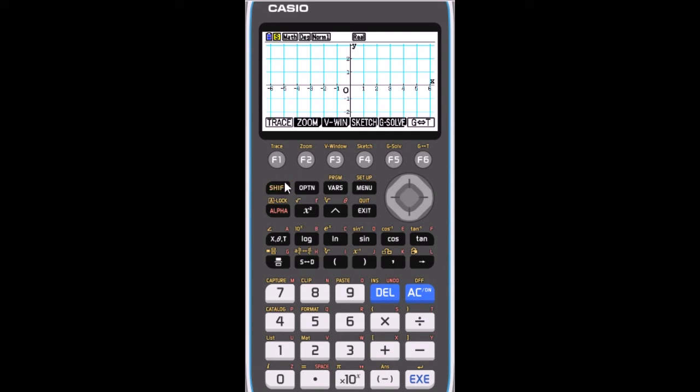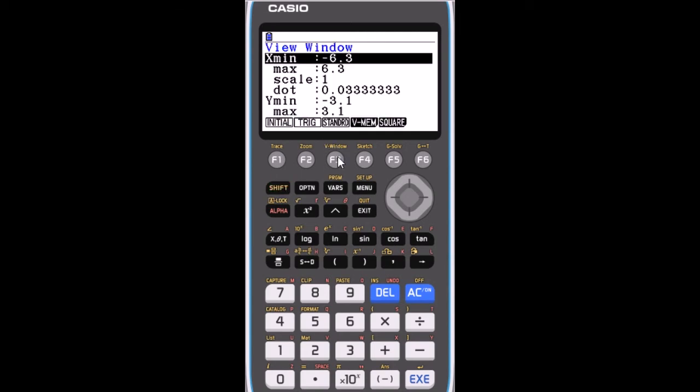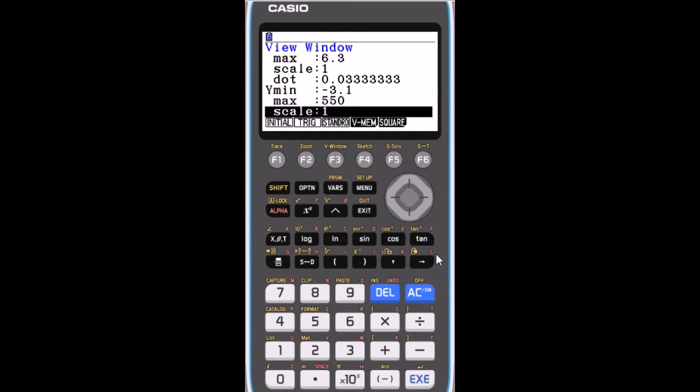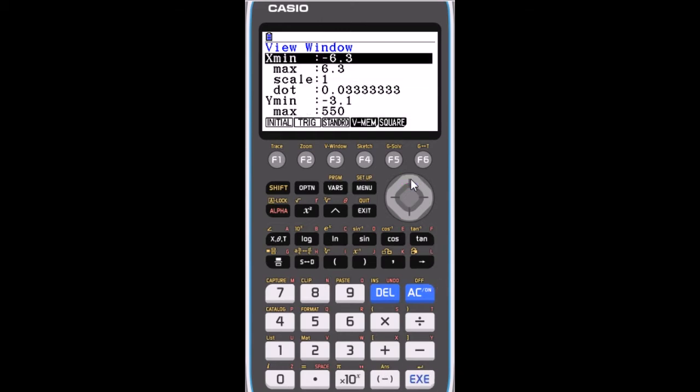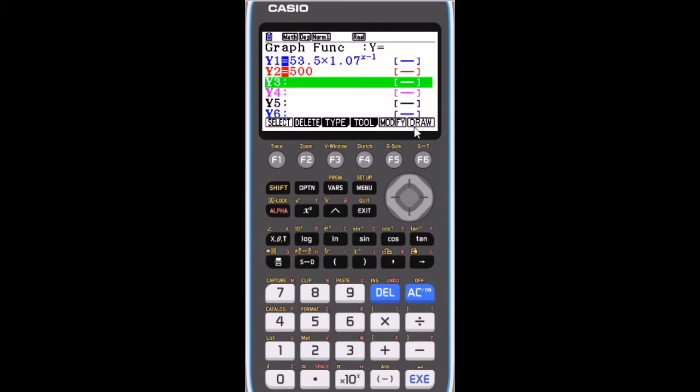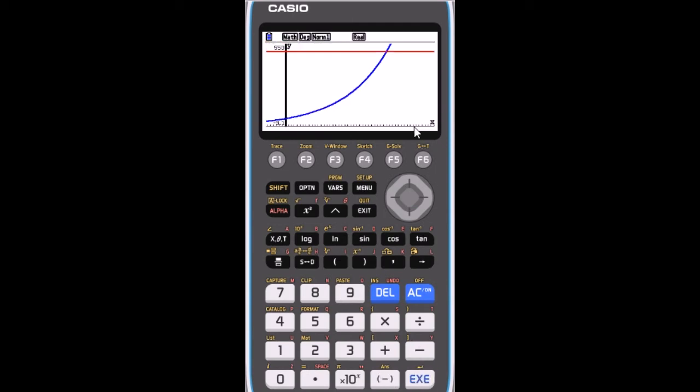So if we go to V-Window, thinking about what you're going to need. Firstly, your Y max. Well, we've got 500 rabbits on here, so we're probably going to go a bit beyond 500. So maybe 550, something like that. Y min, that's all right. X min, again, isn't important. X max, well, it's probably going to take more than 6 weeks. So if we guess maybe 50 weeks, something like that. Hopefully when we go back to it, we can see a graph. Ah, there we go. So that looks nice.